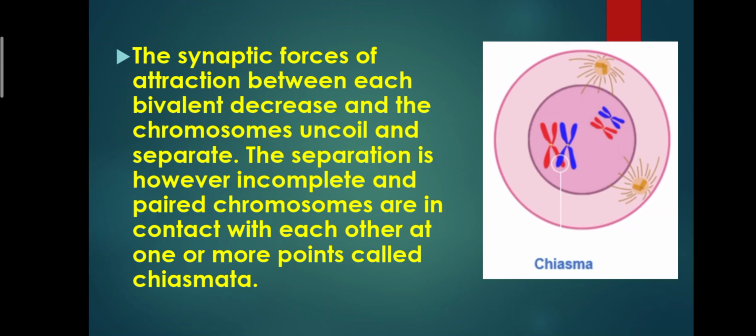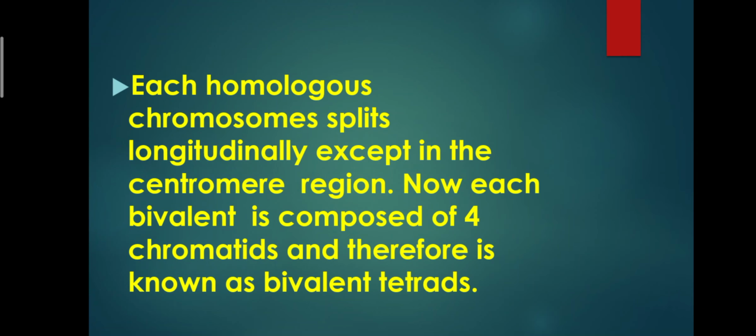The synaptic forces of attraction between each bivalent decrease and the chromosomes uncoil and separate. The separation is, however, incomplete and paired chromosomes are in contact with each other at one or more points called chiasmata. Each homologous chromosome splits longitudinally except in the centromere region. Now, each bivalent is composed of four chromatids and therefore is known as bivalent tetrad.